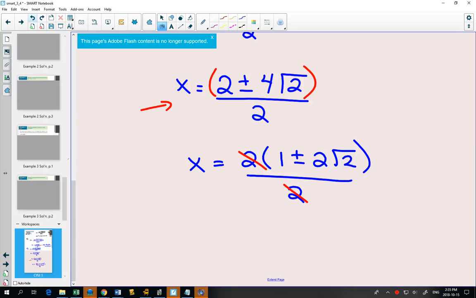So here, this being all grouped together isn't the same as the 2 on the bottom. But if I factor that 2 out, I create 2 factors, a 2 and this other factor. And now these 2's can be simplified to be just 1. And this equation, our final answer, simplified is 1 plus or minus 2 root 2.